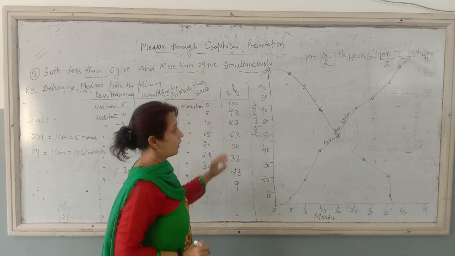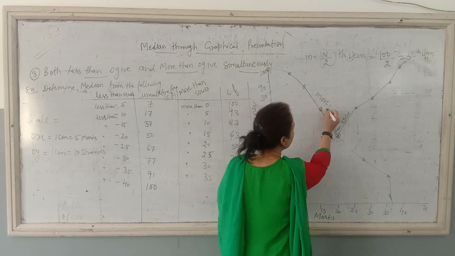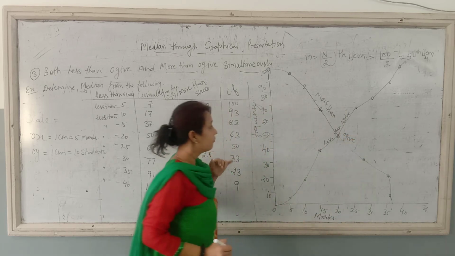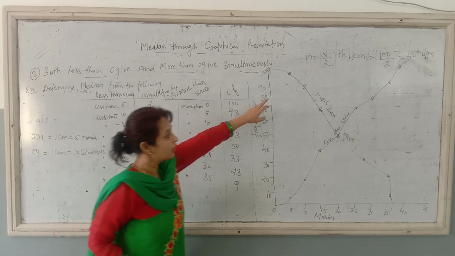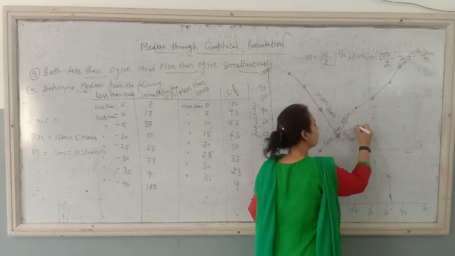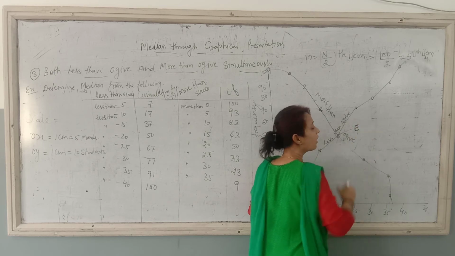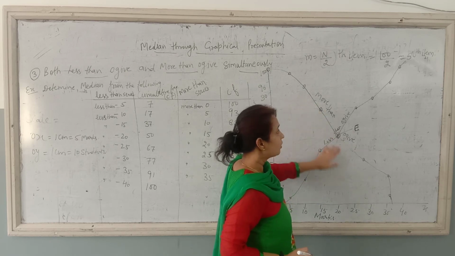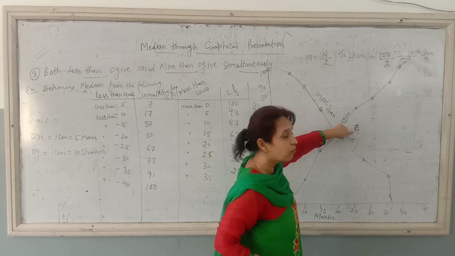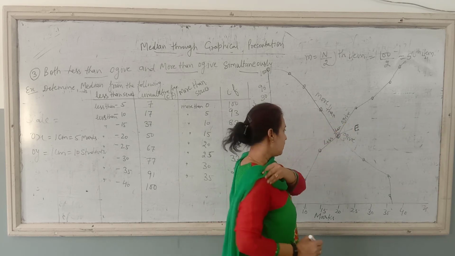Clear? Now this is the more than ogive. You have to write it in that manner, more than ogive. Clear? Where they cut each other, that point is known as the equilibrium point. We are going to give a name to it. Suppose I have given the name E, where both the less than and more than ogives cut each other. That will be point E.